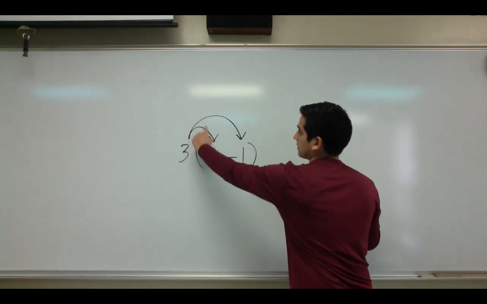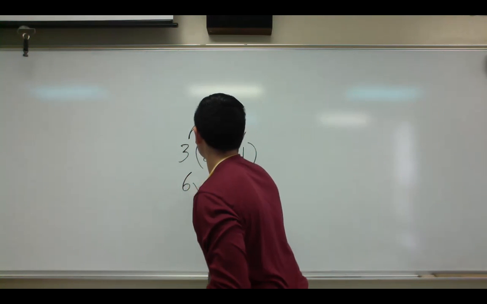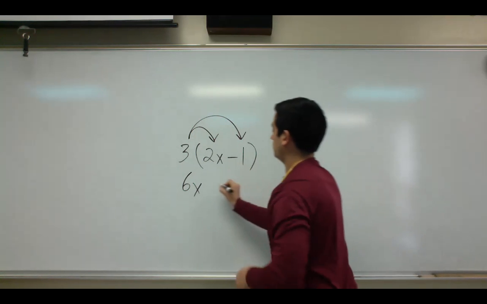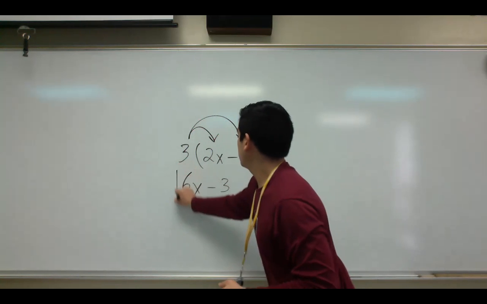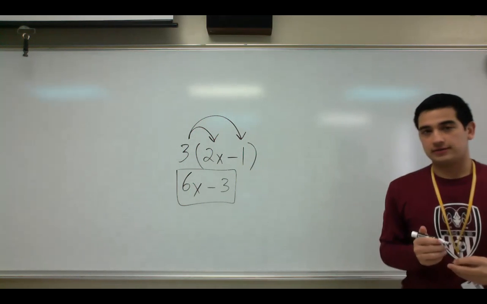3 times 2x, that's my first arrow, is 6x. 3 times -1, that's -3. So the answer to the problem I just made is 6x minus 3, okay?